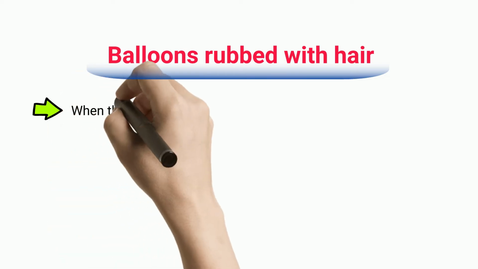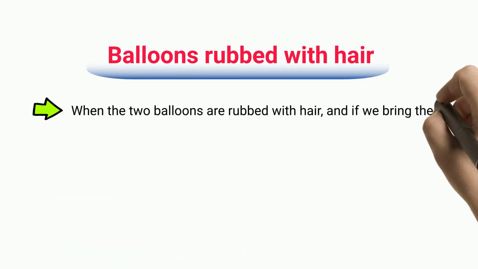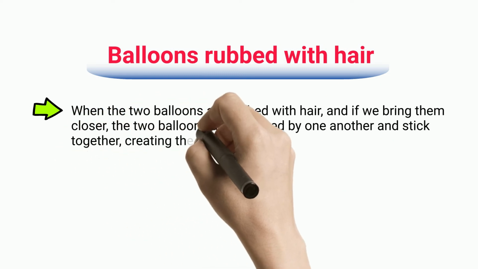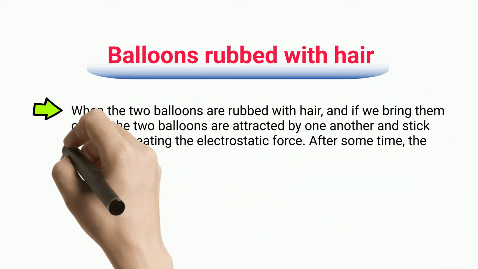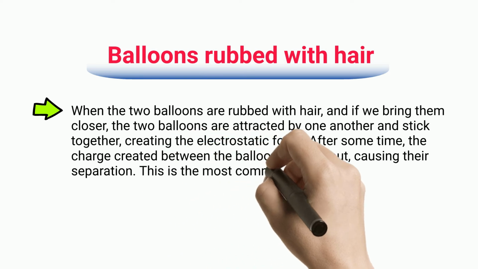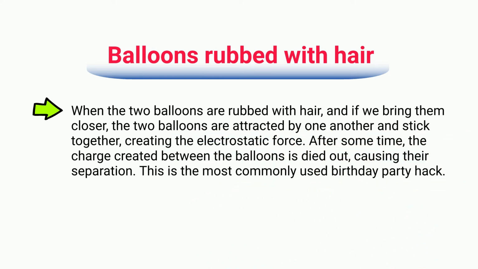Balloons rubbed with hair. When two balloons are rubbed with hair, and if we bring them closer, the two balloons are attracted to one another and stick together, creating the electrostatic force. After some time, the charge created between the balloons dies out, causing their separation. This is the most commonly used birthday party hack.